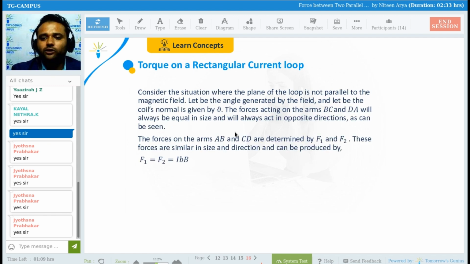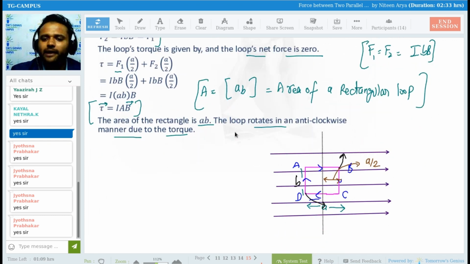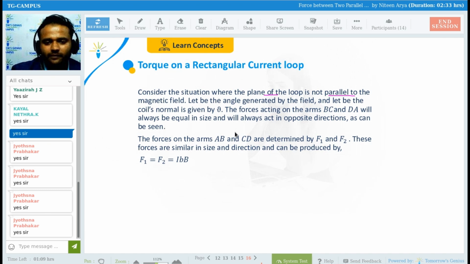Now in this particular case, what if the loop is not perpendicular, but given at some angle theta? Consider the situation where the plane of the loop is not parallel, not situated in this way, but has some angle. This loop has some angle with this magnetic field B, this uniform magnetic field B.